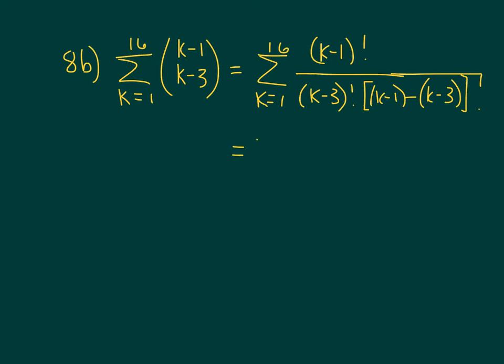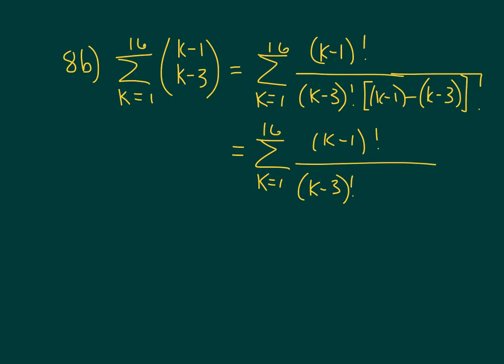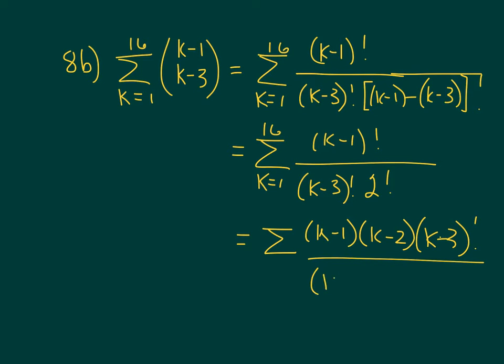Let's tidy that up a little bit. So this gives us, k goes from 1 to 16 again, k minus 1 factorial over k minus 3 factorial. And inside the brackets, the k's are going to cancel out. I'm going to have negative 1 plus 3, so that's 2 factorial. The larger number is k minus 1, so I'm going to rewrite that as k minus 1 times k minus 2 times k minus 3 factorial over k minus 3 factorial times 2.